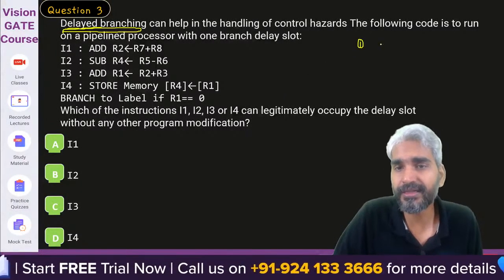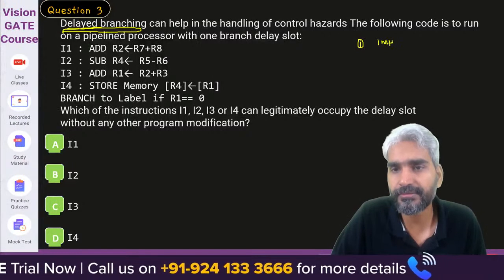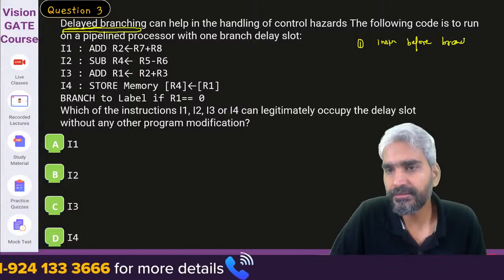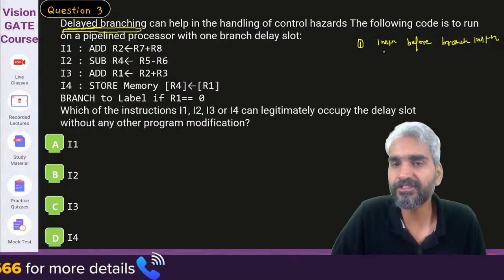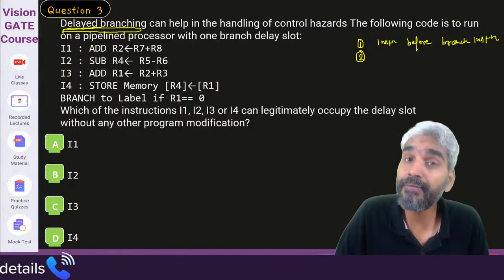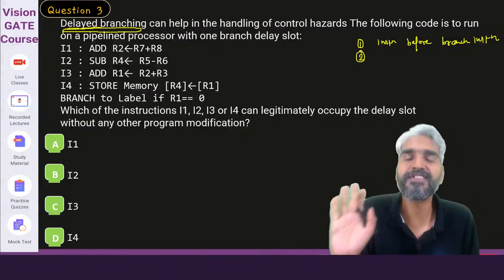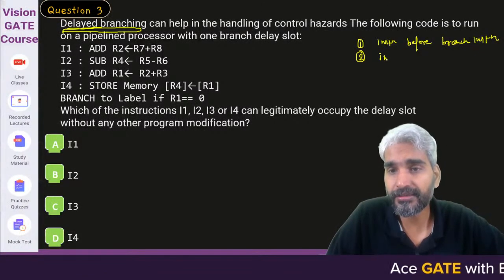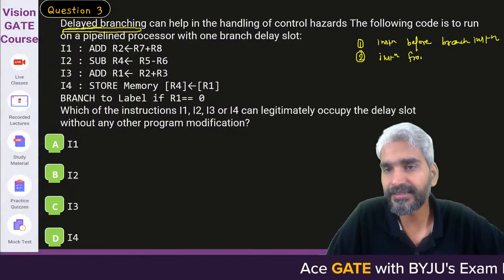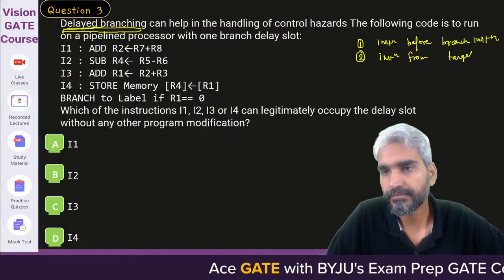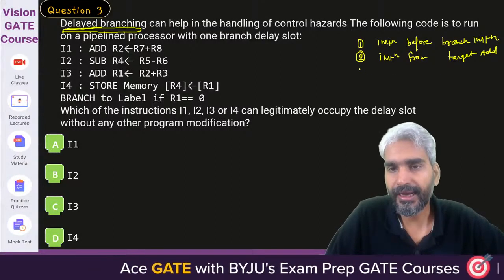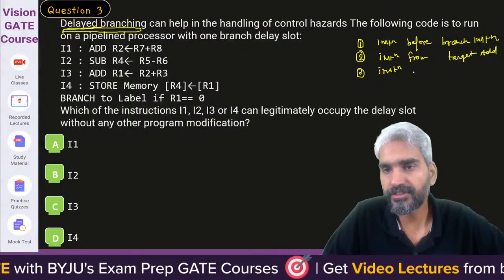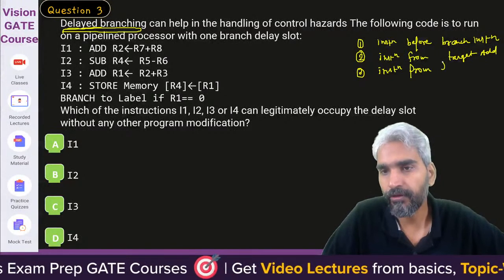The first one is the instruction before the branch instruction. There are 3 approaches. Instruction before the branch instruction. When can we use this? When the branch condition does not depend on the output of the previous instruction. Another is the instruction from the target address, and the third one is the instruction from fall through.